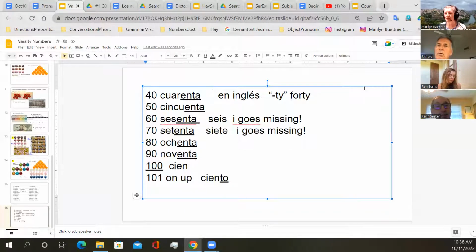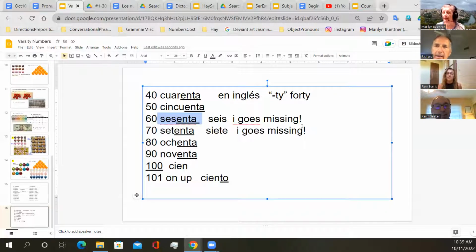Our 50 word will be cincuenta. It's kind of built on cinco, right? Okay. These next two are the ones people mix up, because look at them. They're only different by 1 letter. So you have to listen really hard when people say these words. Sesenta is like seis, but we take the letter I out of seis, and it becomes sesenta. Two S's.